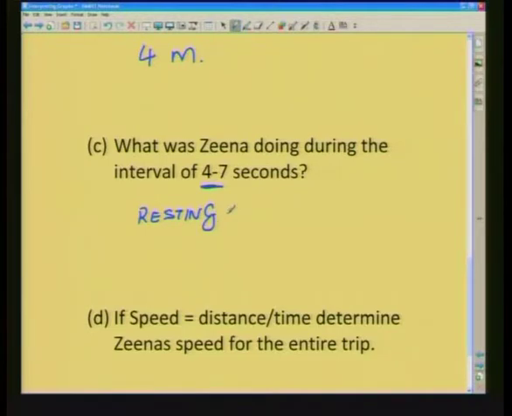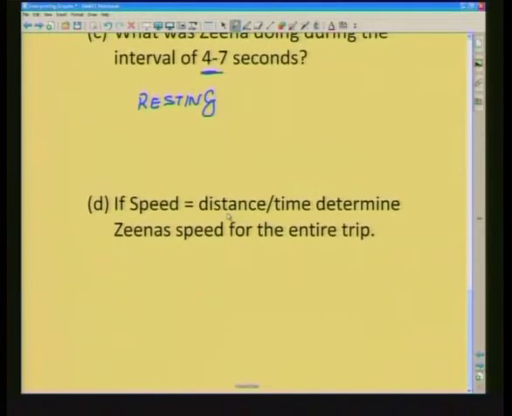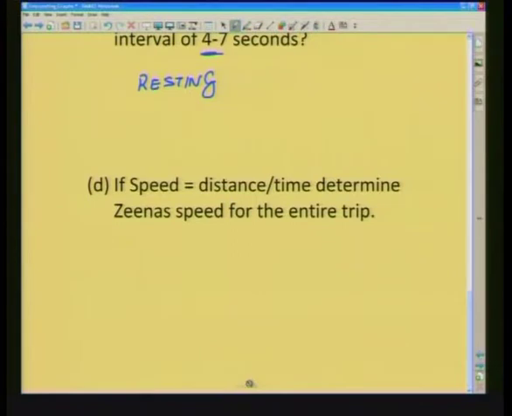All right. And then finally, part D. If speed is equal to distance over time, determine Zena's speed for the entire trip. So average speed is equal to distance over time. Determine her speed for the entire trip. So 2 things we need in order to work this out. We obviously need her total distance and we need her total time.